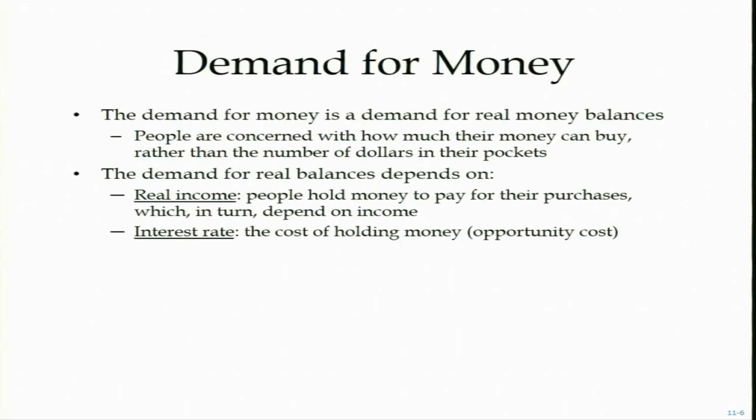Coming to the first aspect, demand for money: as we mentioned, the demand for money is a demand for real money balances. It means people are concerned with how much their money can buy rather than the number of dollars or rupees in their pockets. So the demand for real balances depends, first, on real income, since people hold money to pay for their real purchases, which in turn depend on their income.